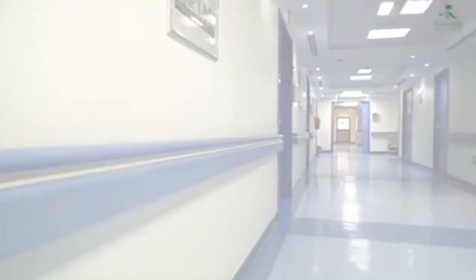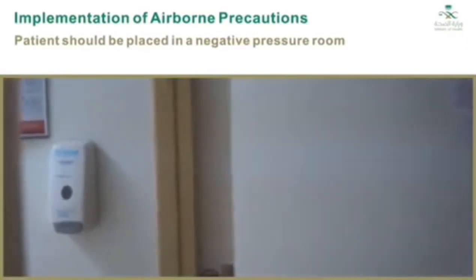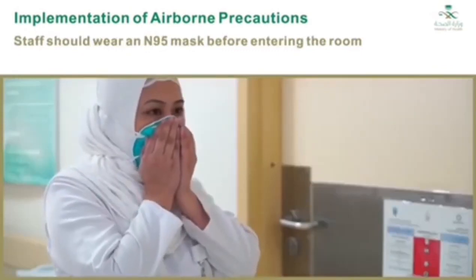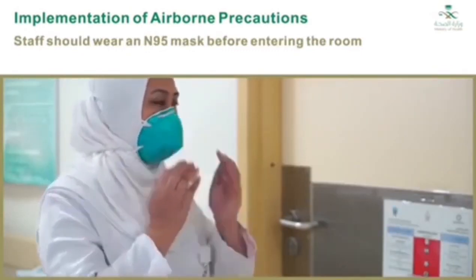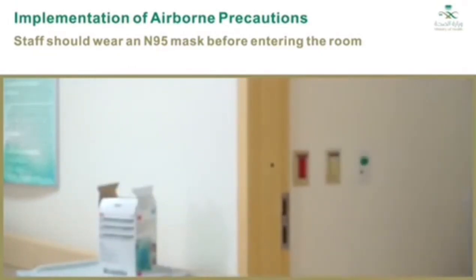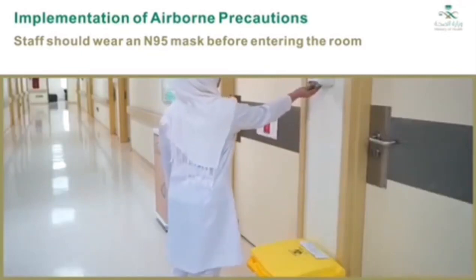Precautions must be implemented to prevent airborne transmission. Implementation of airborne precautions. Patients with a suspected or confirmed airborne infectious disease should be isolated in a negative pressure room. Pressure differentials should be monitored daily when the room is in use. Healthcare workers should wear an appropriately fit-tested N95 respirator upon entering the room. The respirator should be removed outside the patient room after use, followed by hand hygiene.